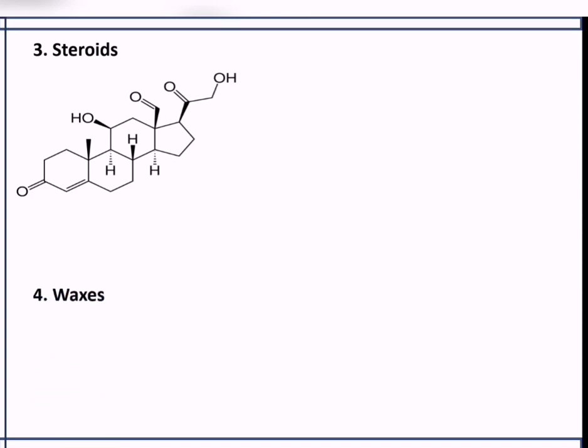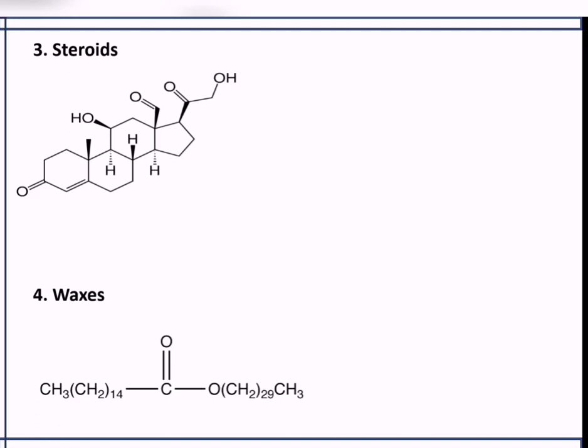The fourth one is waxes. Waxes are long-chain fatty acids bonded to a long-chain alcohol. They provide waterproofing and protection for plant leaves, fruits, and animal coats. And they are commonly found in the cuticle of plants and the outer layer of animal fur or feathers.